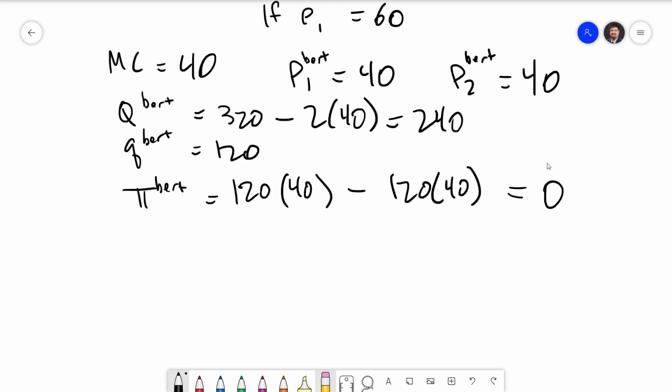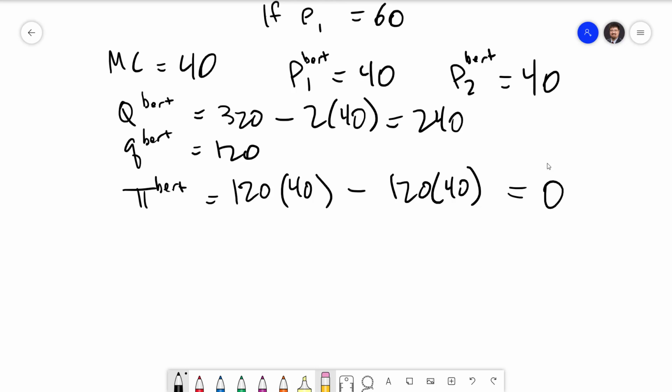Now the question is, could either of these firms improve their profit by changing their price? So for example, if firm 1 were to slightly increase their price, could they make more profit? And the answer is no, because if they go above 40, they're not going to sell anything, and they're still going to make zero profit, so no improvement. Now if firm 1 were to price slightly under 40, they would take the entire market, but they're now pricing under marginal cost, and they're going to get a negative profit. And so neither firm can improve by switching, which means that this is a Nash equilibrium.